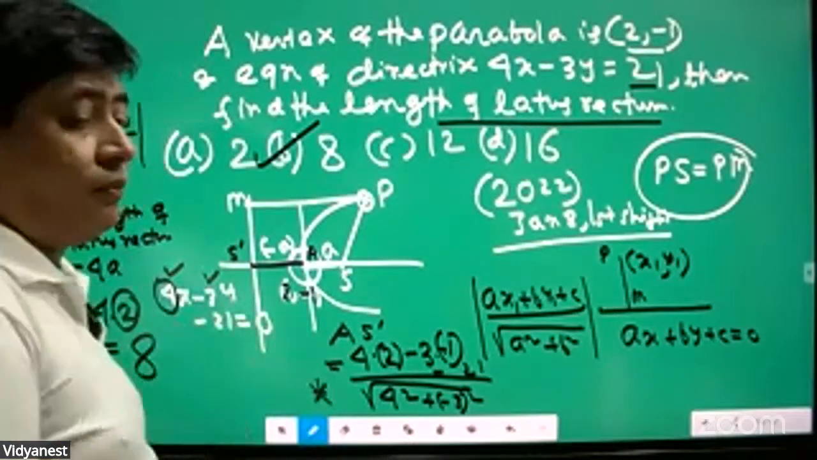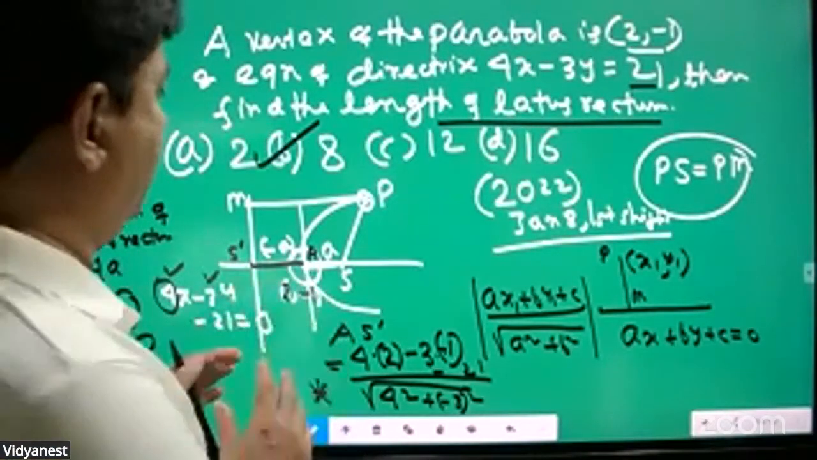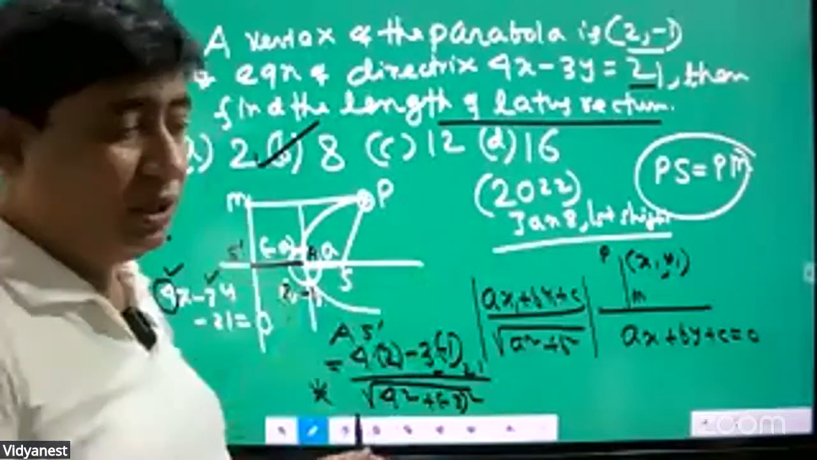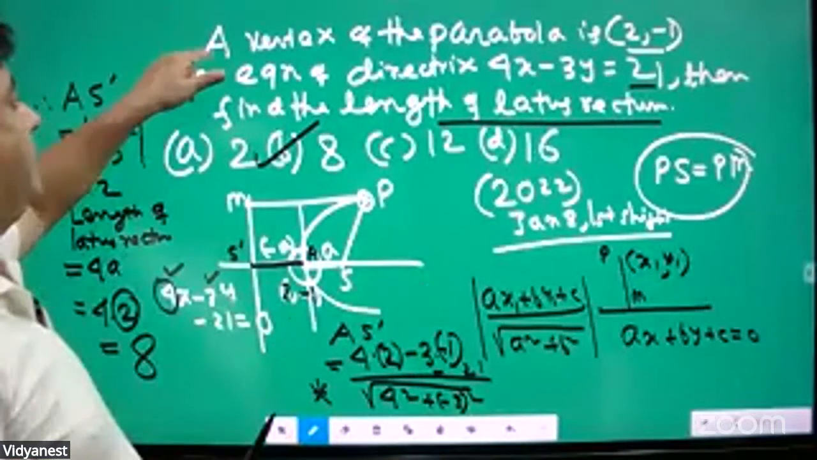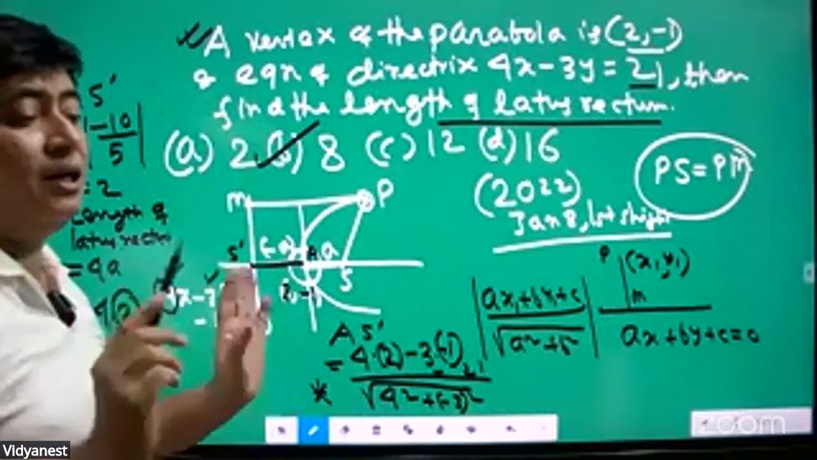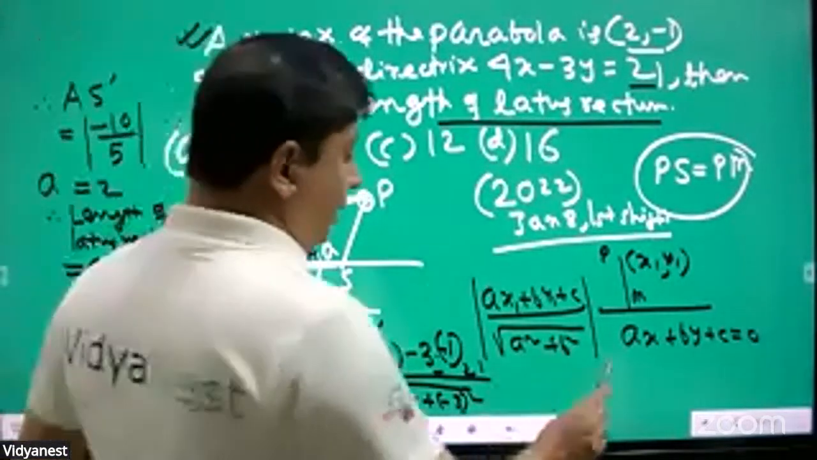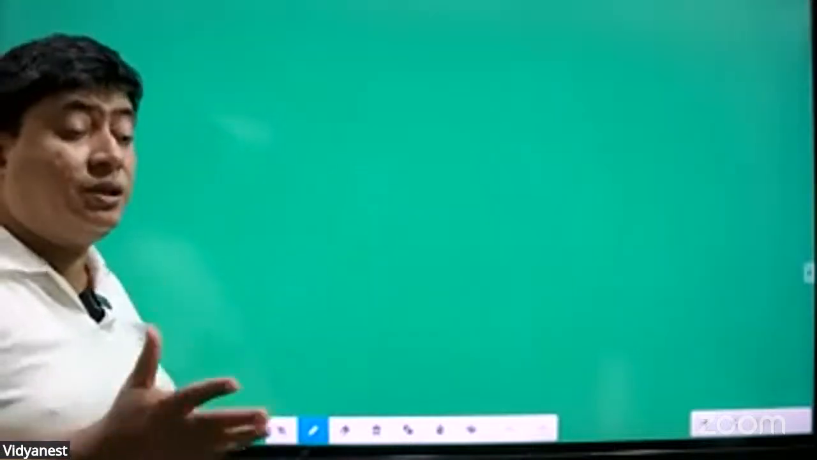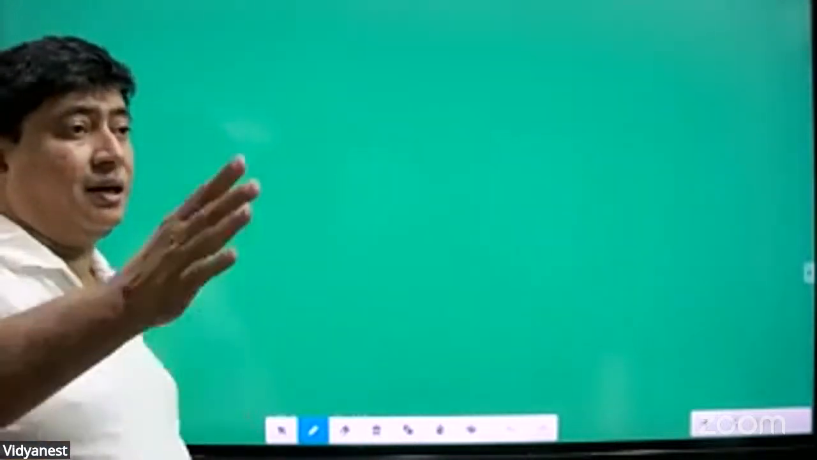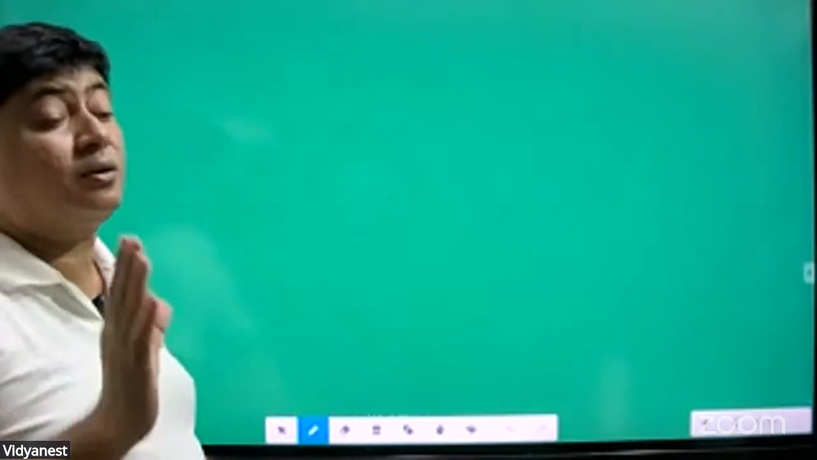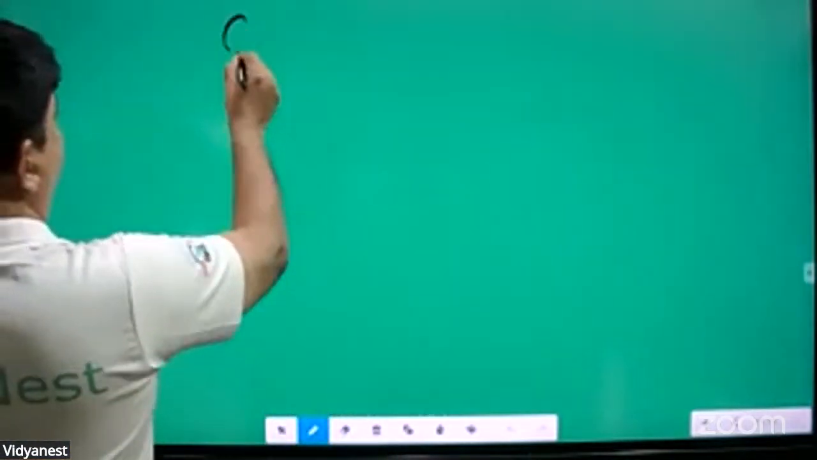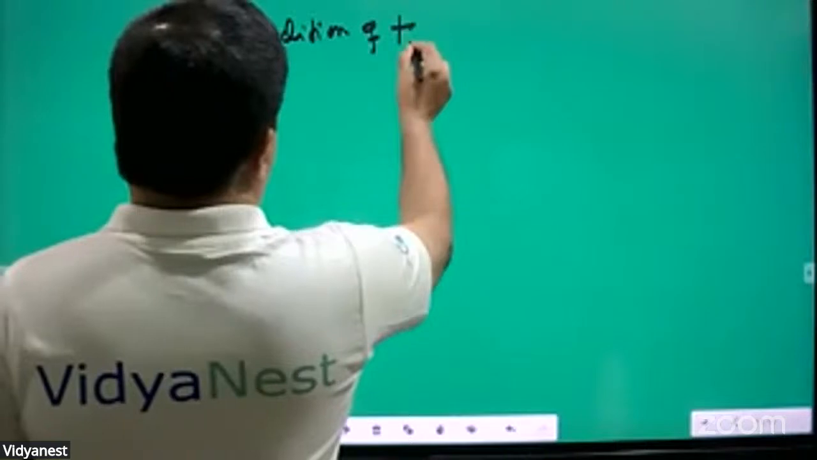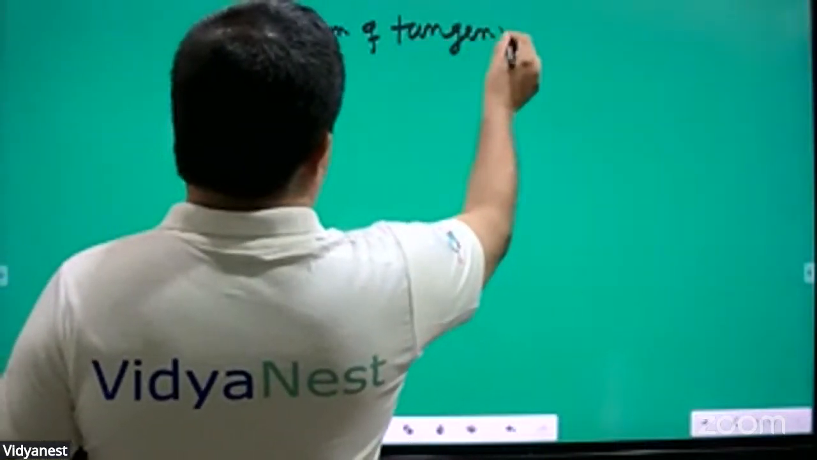Till now, whatever is taught, you will find in your board level book even. But obviously this sum demands some IQ or presence of mind. Now, like circle, we will judge whether a straight line cuts a parabola or touches a parabola, means condition of tangency.